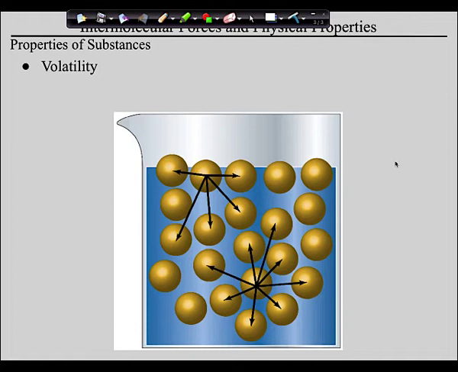Why did the methanol evaporate so much more quickly than the water? What do we know about methanol? Weaker intermolecular forces. And guys, why does methanol have weaker intermolecular forces? Lower polarity. Guys, you've got to be able to connect those three concepts. Lower polarity, weaker intermolecular forces, higher volatility.